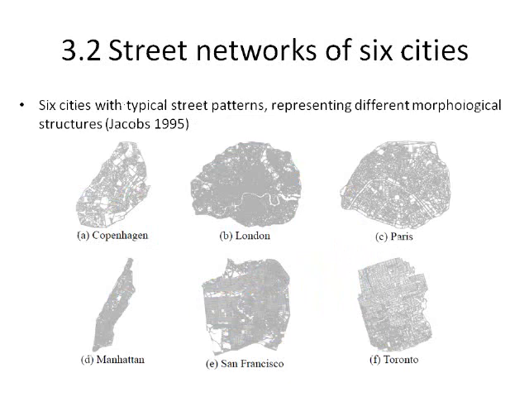We select 6 cities as our study area. They are Copenhagen, London, Paris, Manhattan, San Francisco, and Toronto. The 6 cities reflect typical street patterns in the literature, representing different morphological structures. The 3 European cities look irregular and self-evolved, while the 3 North American cities are grid-like and plain.